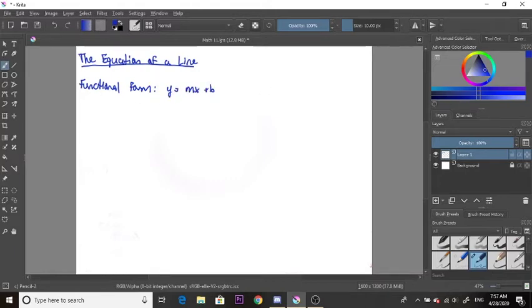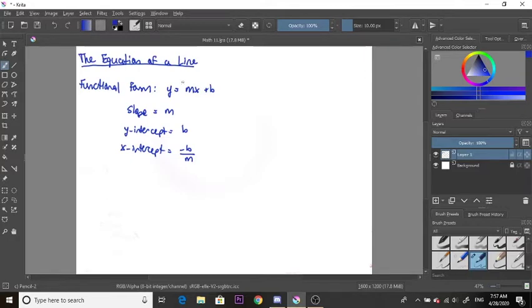From this form, we can determine our slope, which is equal to our m. We can determine our y-intercept, which is equal to b. And our x-intercept is equal to the negative of our b divided by our m. So this is the form that we use most often when we're describing a line.